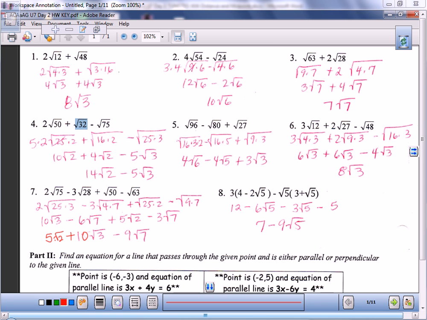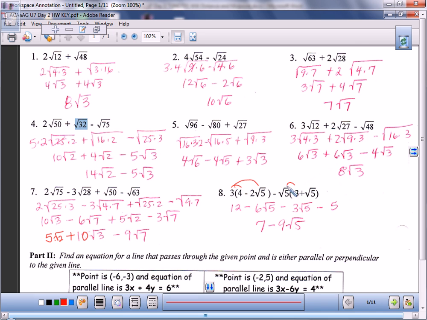Number 8. All right, so what we're going to do is we're going to distribute. 3 times 4 is 12. 3 times 2 is 6. Can't go inside the radicals. Integers with integers, radicals with radicals. Okay, so now I have a radical times an integer. So I just write negative 3 root 5.